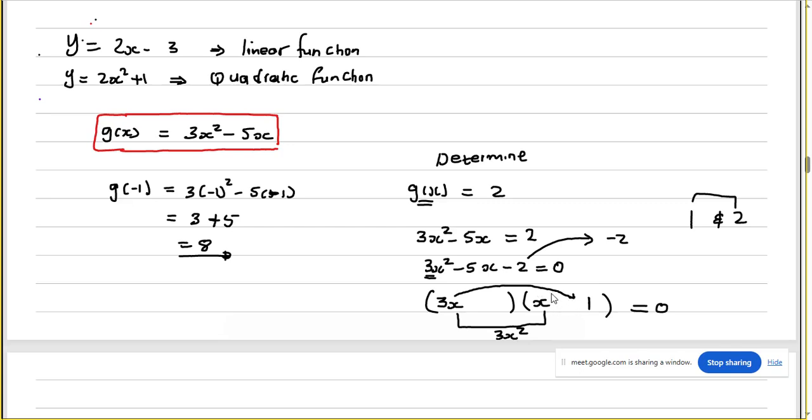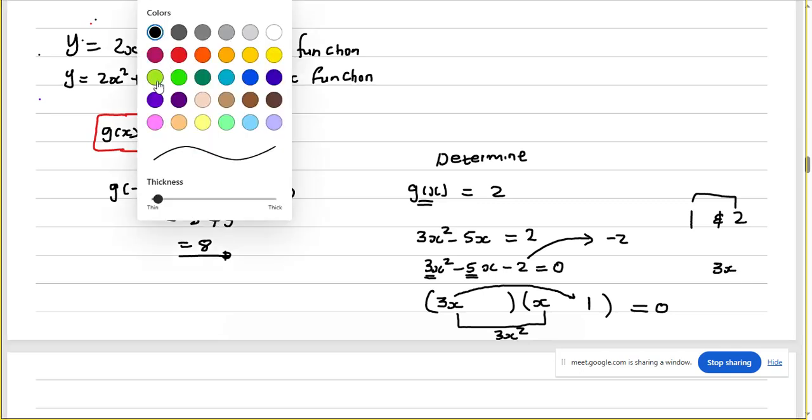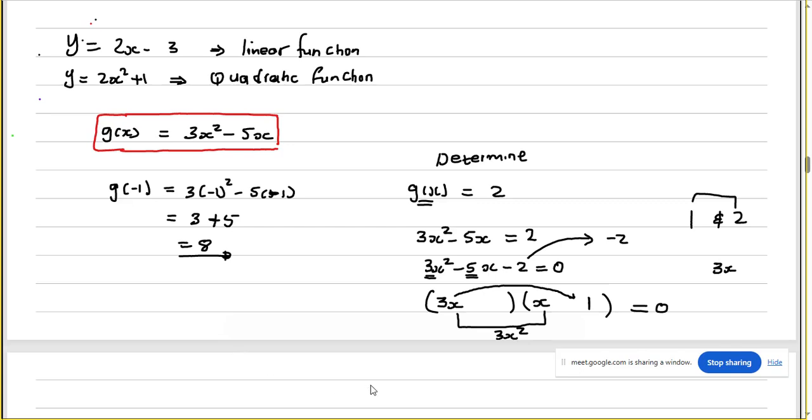What is 3x times 1? It is just 3x. You compare the answer with that 5x. So the first one we get 3x, right? And then you're going to check what happens if you put the 2 this side. Then you take the 2, you multiply it with the 3x, it gives us 6x. You're going to choose between these two. The one that is close to 5x is the one that you'll choose.